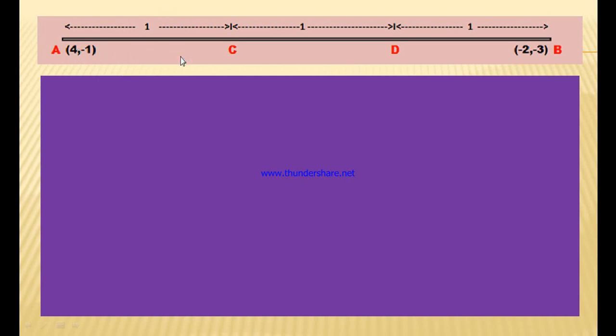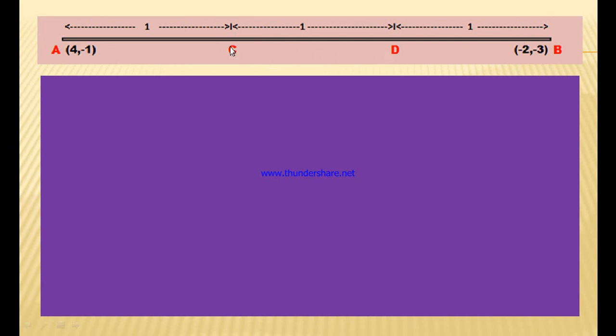Here, in order to divide AB into 3 parts, there should be 2 points. You have to cut AB at 2 points C and D. Here A to C is 1 unit, C to D is 1 unit, and D to B is also 1 unit. Here, we know the coordinates of A and the coordinates of B. You have to find the coordinates of C and D.